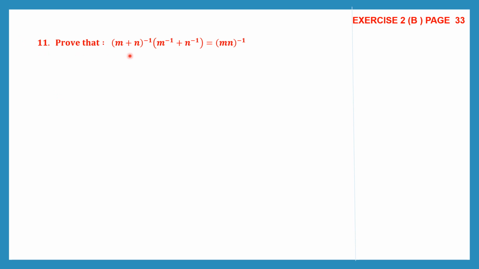Question 11. Prove that the left-hand side is equal to the right-hand side. So this is the left-hand side and this is the right-hand side. Left-hand side, right-hand side, and we have to prove that they are equal. So let's take only the left-hand side first. So what do we have here? We have m plus n raised to the power of minus 1 into m raised to the power of minus 1 plus n raised to the power of minus 1.